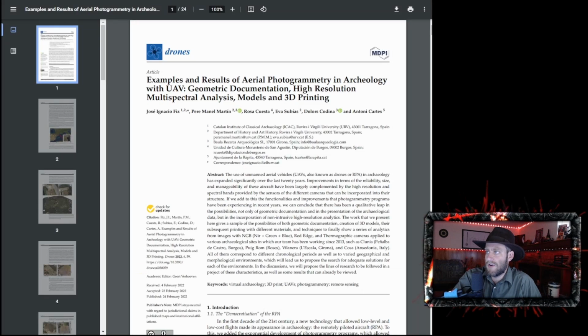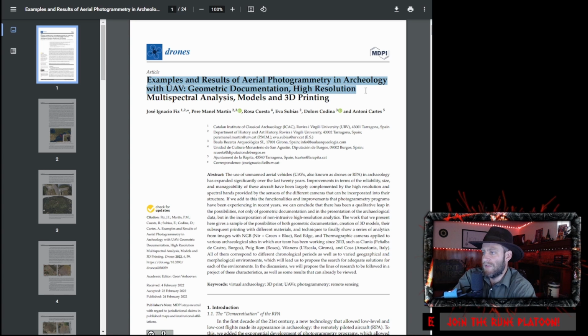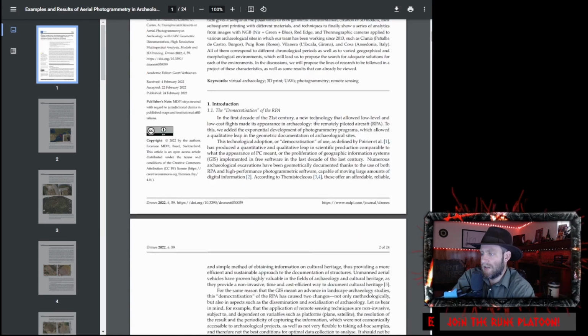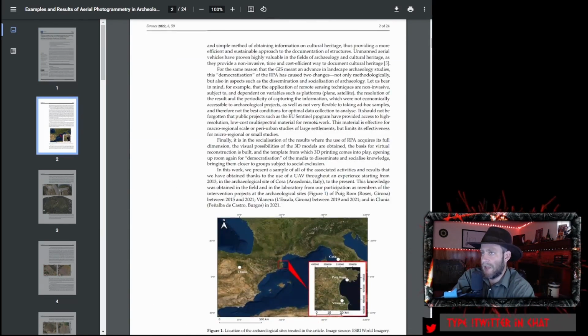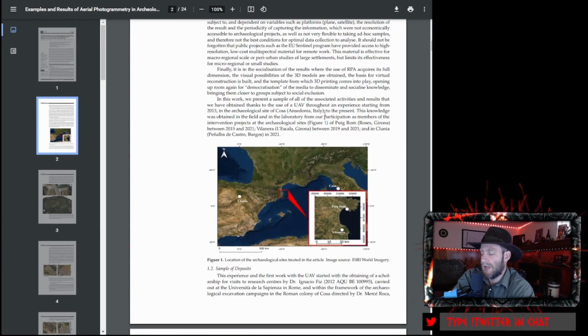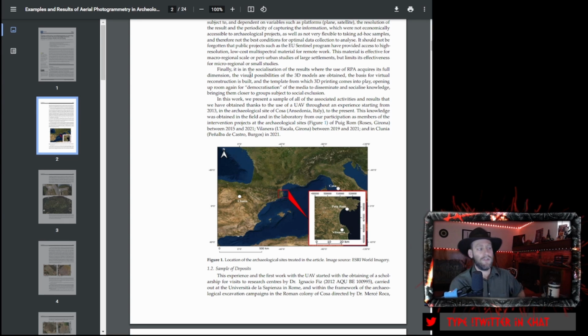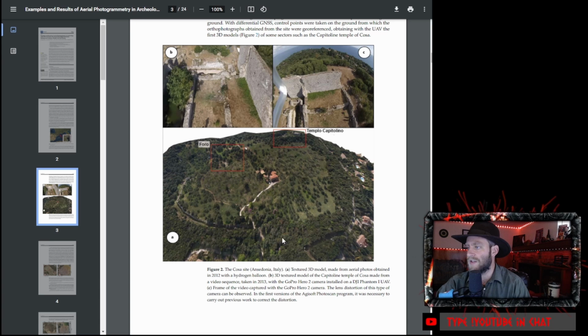So the last thing that I have is an article that I have downloaded, which is examples and results of aerial photogrammetry and archaeology with unmanned air vehicles, UAVs. Geometric documentation, high resolution, multispectral analysis, models, and 3D printing. Again, this article is very lengthy, and I'll link to where the article was, so that if anyone else wants to download it, it'll be in the Discord. These are just some basic aerial imageries of places in Italy.